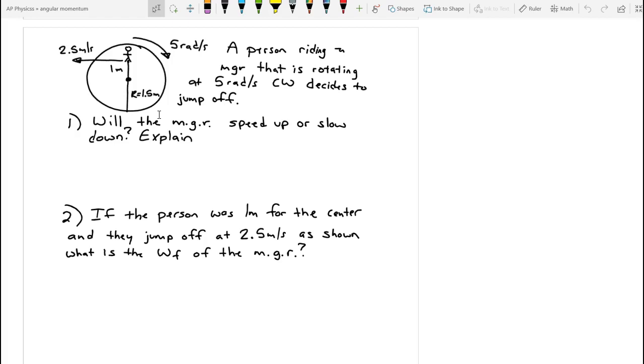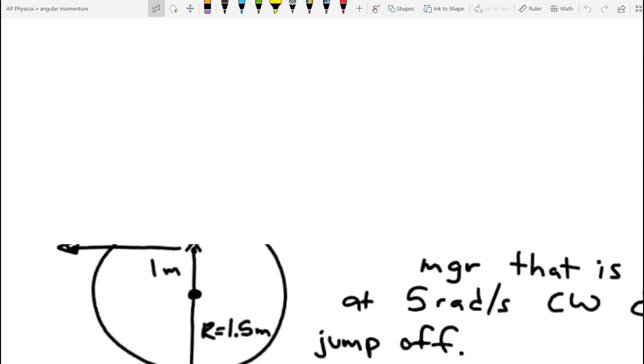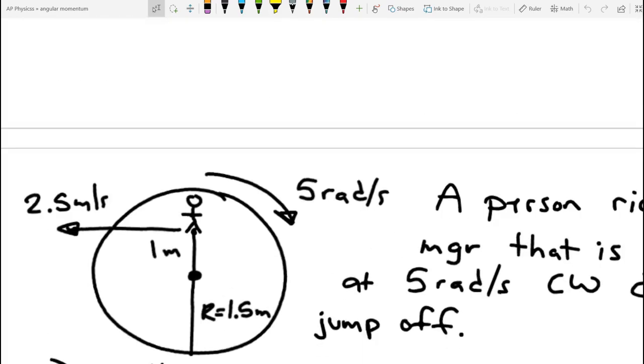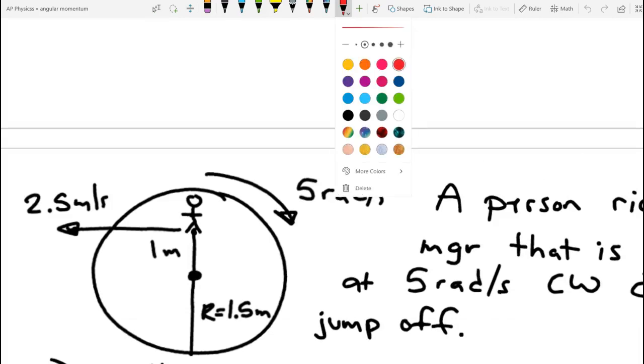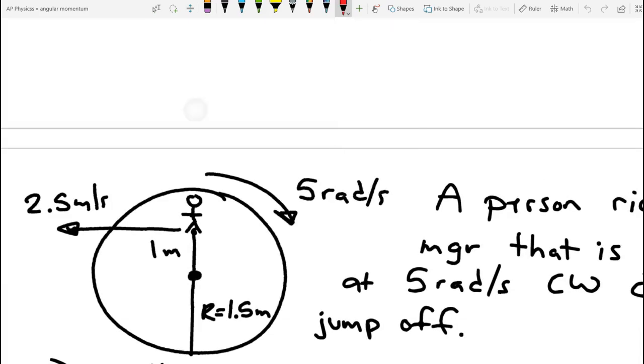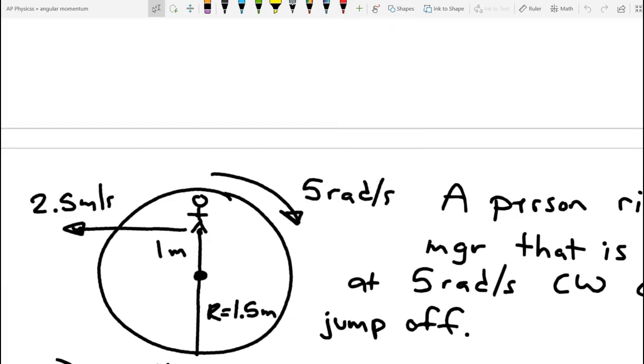So what is going to happen to the merry-go-round? Will it speed up or slow down? Well, let's zoom in and look at forces. So what are the forces present? Well, the first force that's present is I have something pushing the person. If they jump to the left, there must be a force on the person.